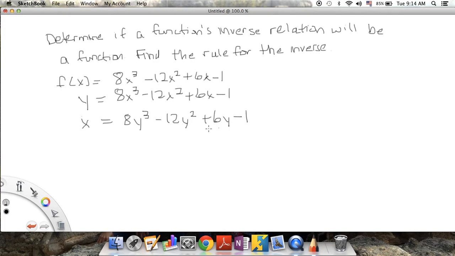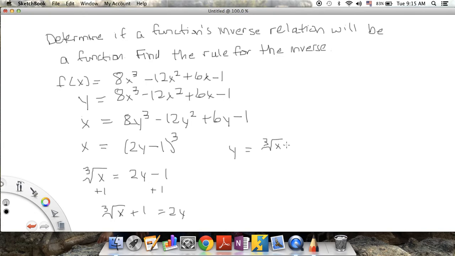Now, if we want to solve for y, we're going to have to factor this down. You're going to have to use your synthetic division and get it all factored down. But it factors to 2y minus 1 cubed. Go ahead and make sure that you use your synthetic division and remember how to factor this. We covered this last chapter, so you need to make sure you still know how to do this. Once you get it factored down, then we take the cube root of both sides, and then add 1 to both sides. And then we're going to end up dividing by 2. And so this is our inverse function rule.